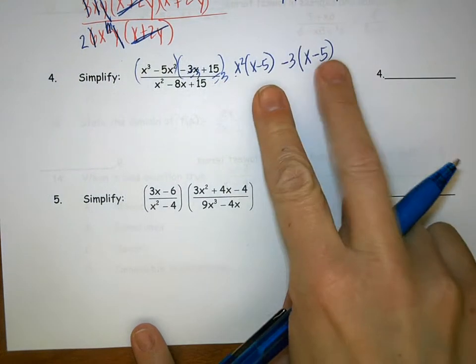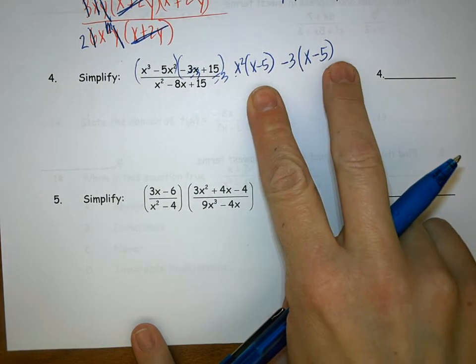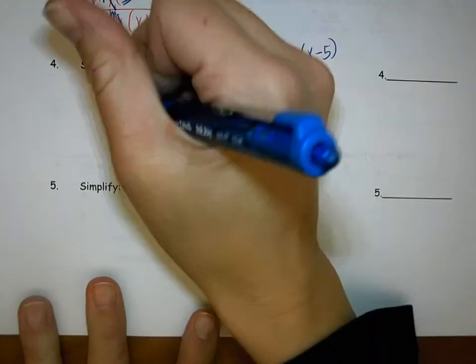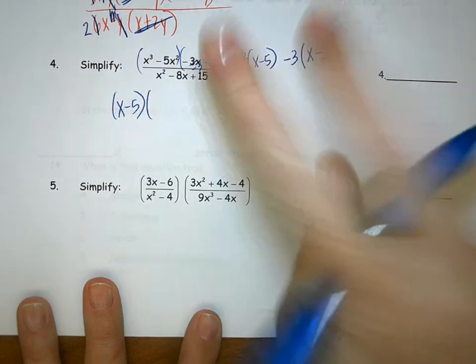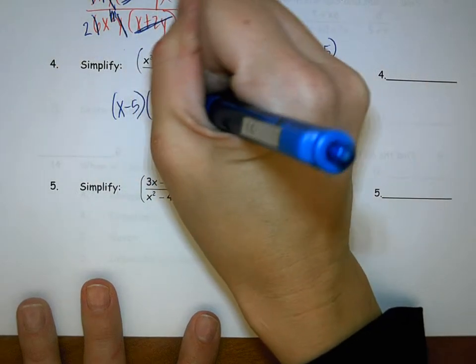Okay, so now my GCF is actually x minus 5. So we are taking out x minus 5, and we're left with whatever is left in front, which is x squared minus 3.